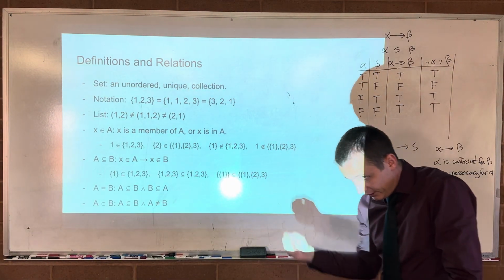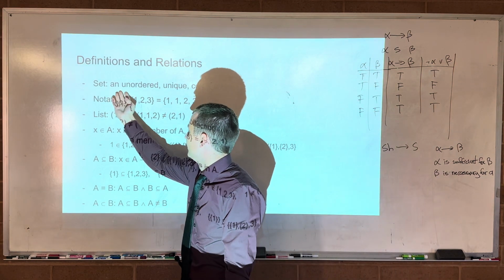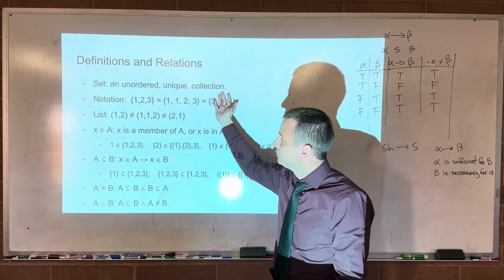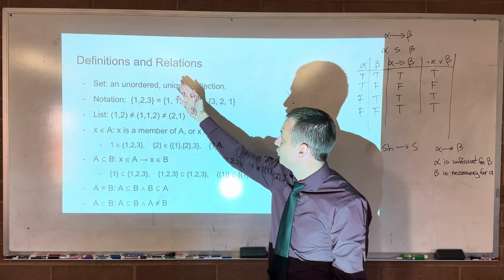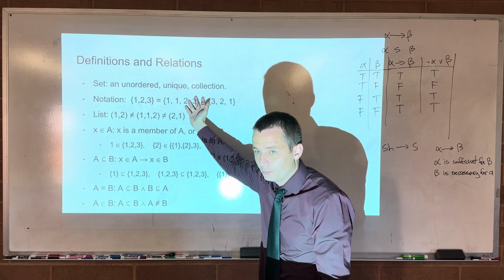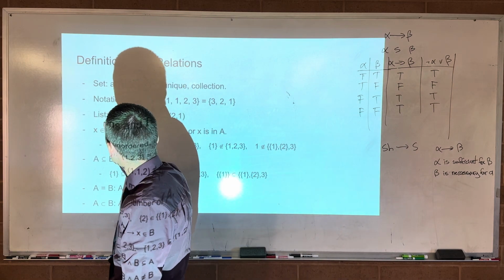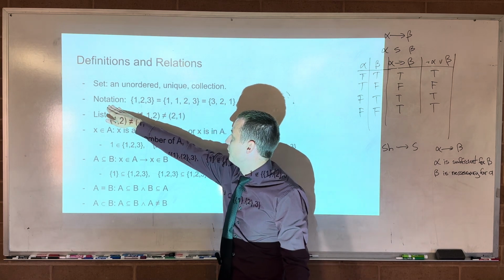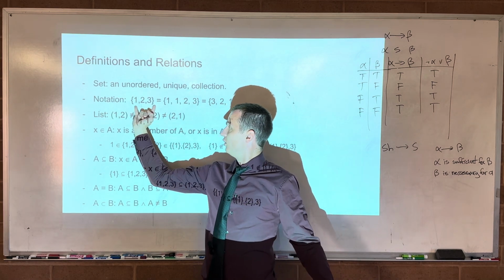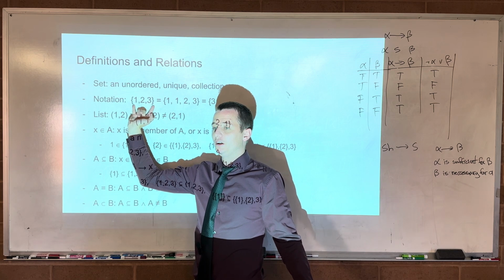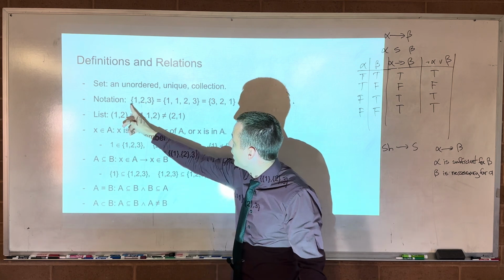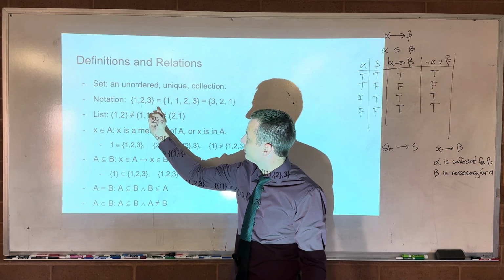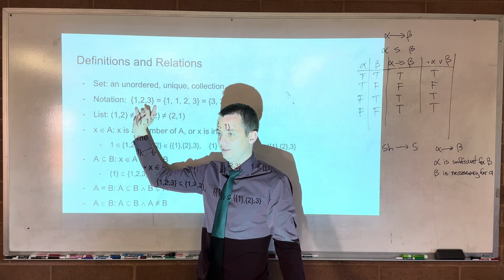What is a set? Intuitively, a set is an unordered, unique collection. It's unordered, it's unique, and it's a collection. It has those three properties. Notation: we use these curly braces to represent when we're starting and terminating a set, and then we comma separate the elements that are in the set. So this is a set containing 1, 2, and 3.